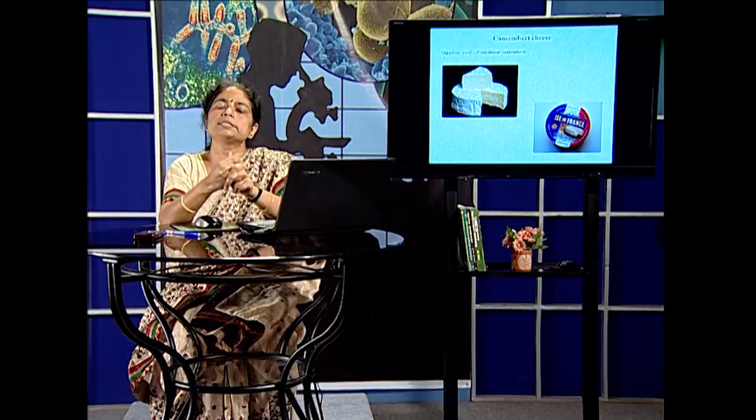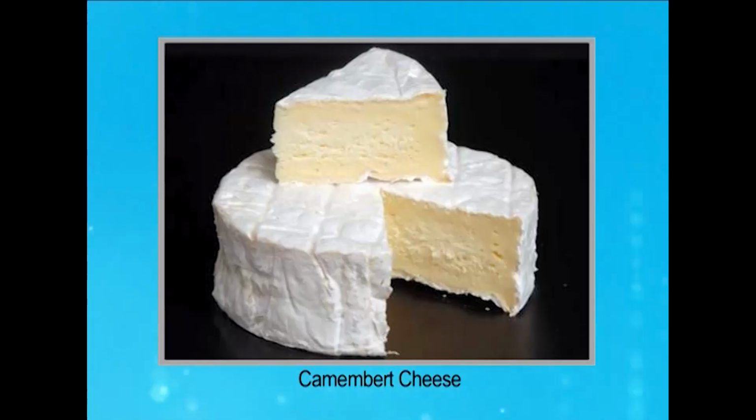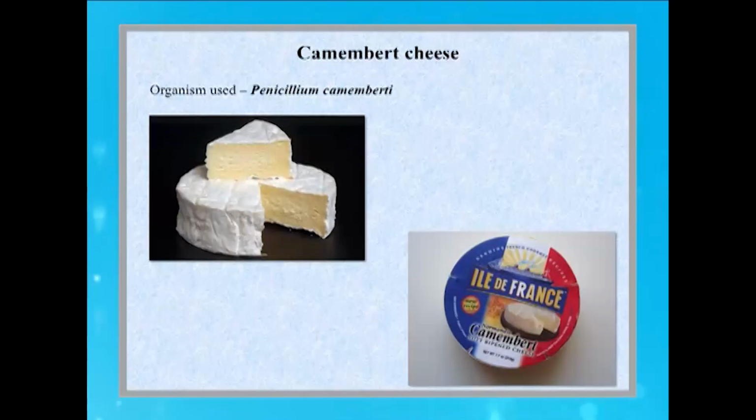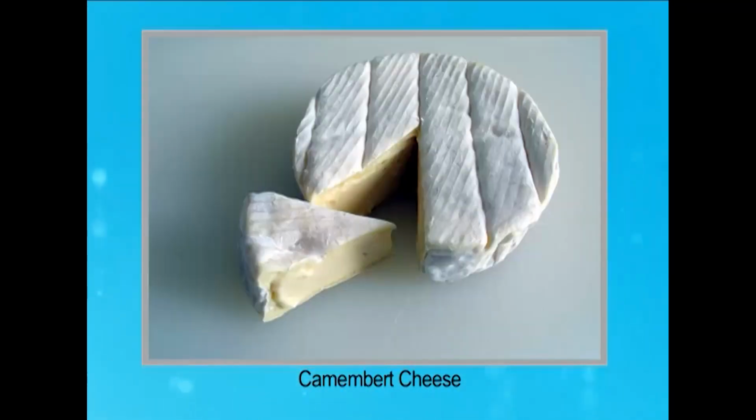Another type of cheese is called Camembert cheese. The Camembert cheese is again ripened with the help of a species of Penicillium called Penicillium camemberti. The difference from the Roquefort cheese is that here the Penicillium does not grow deep inside the cheese. Rather, it grows on the surface only and therefore gives a white or creamish color appearance, not any blue or green color. And therefore, this cheese is known as Camembert cheese.